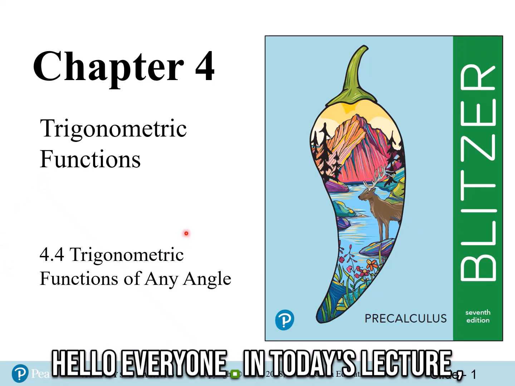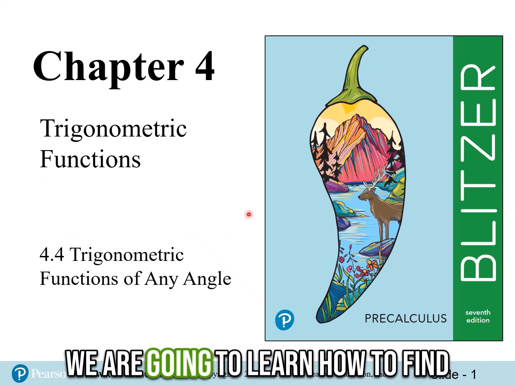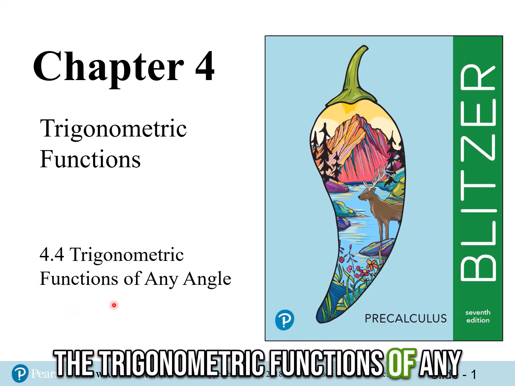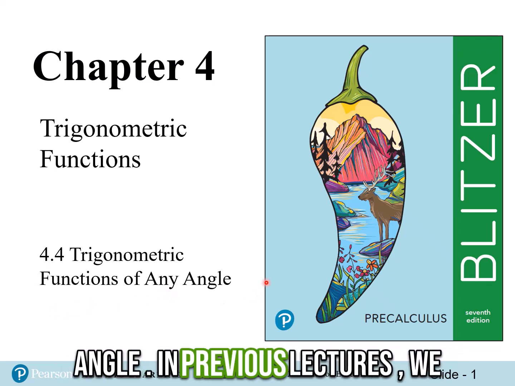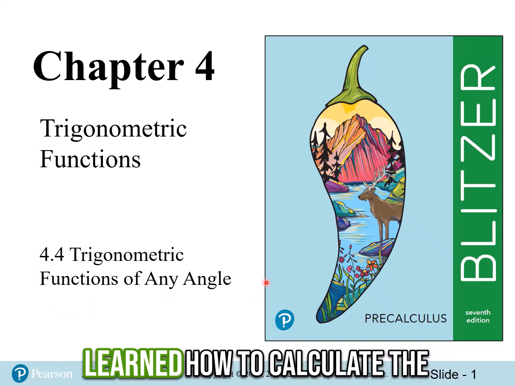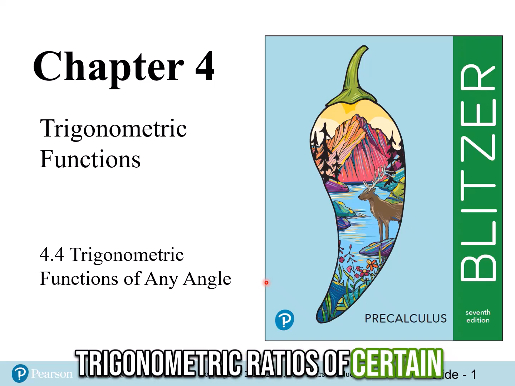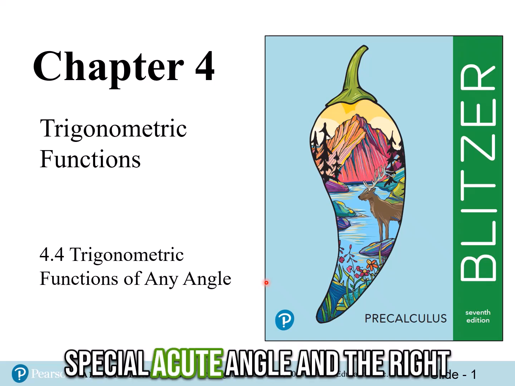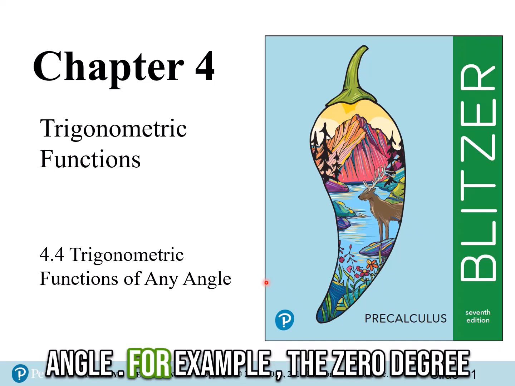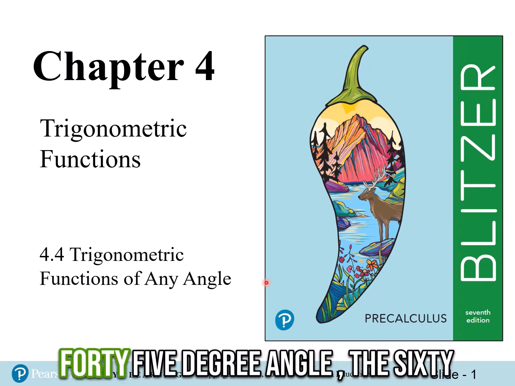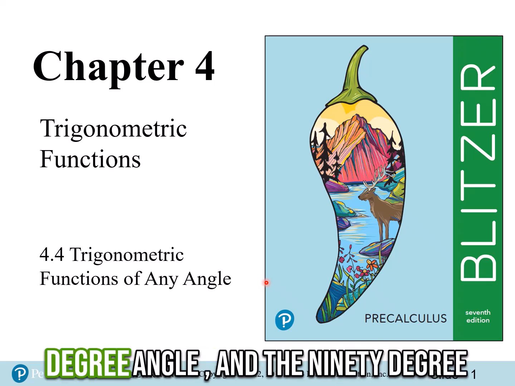Hello everyone. In today's lecture, we are going to learn how to find the trigonometric functions of any angle. In previous lectures, we learned how to calculate the trigonometric ratios of certain special acute angles and the right angle. For example, the 0-degree angle, the 30-degree angle, the 45-degree angle, the 60-degree angle, and the 90-degree angle.